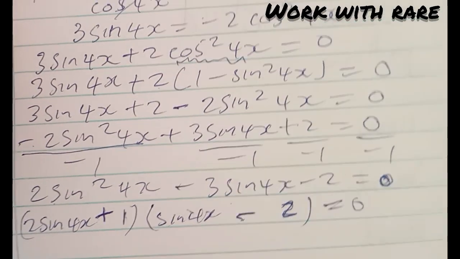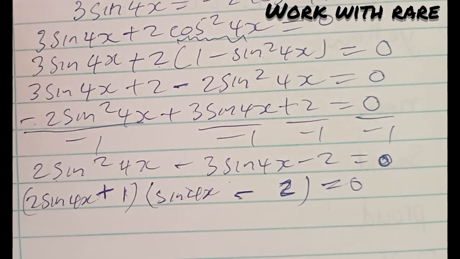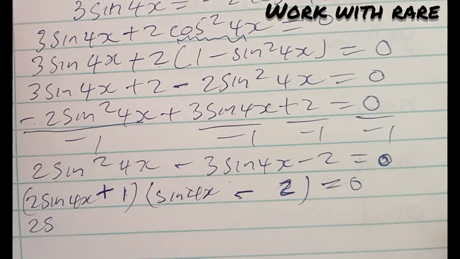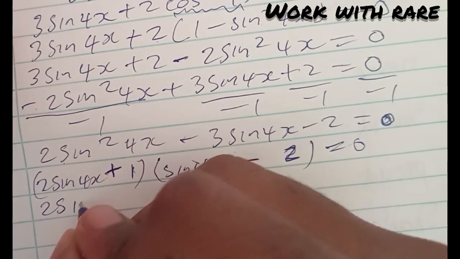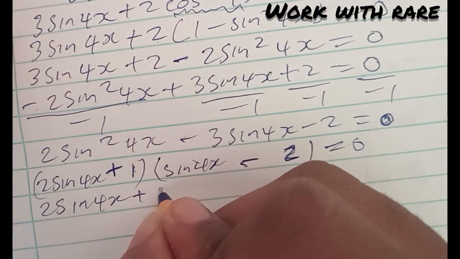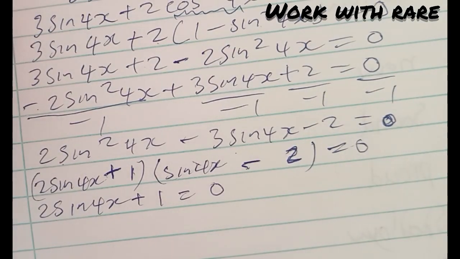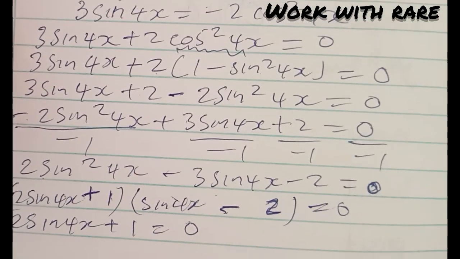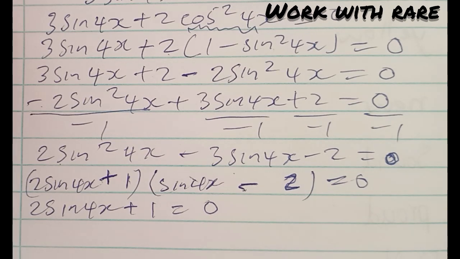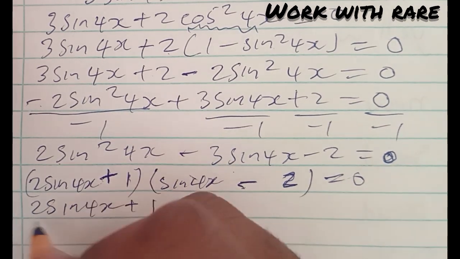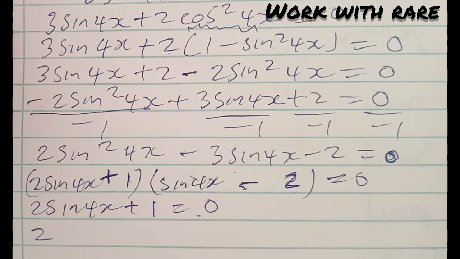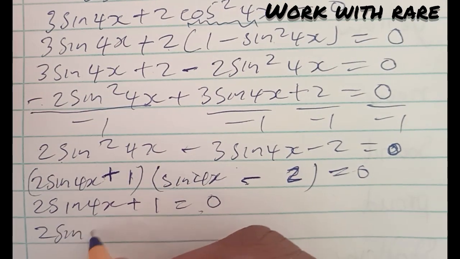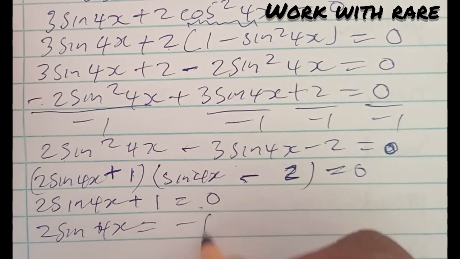Now I have to break my bracket. Now I will say the first bracket is equal to 0, the second bracket is equal to 0. So for my first bracket, I will say 2 sine 4x plus 1 is equal to 0. After I equate it to 0, I'll take 1 to the opposite side, so it will be 0 minus 1, which is -1. So here I will have -1.